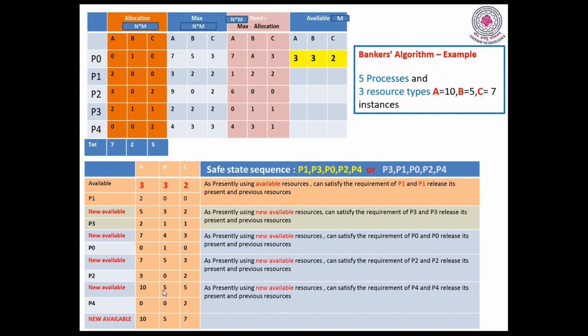Available resources 10, 5, 5. So as presently using new available resources can satisfy the requirement of P4. P4 requirement is 4, 3, 1. So satisfying the requirement, P4 release its present and previous resources. Present means whatever the need, those resources, and previously allocated resources. Previously allocated resources 0, 0, 2. So 10 plus 0, 10, and 5 plus 0, 5, 5 plus 2, 7.